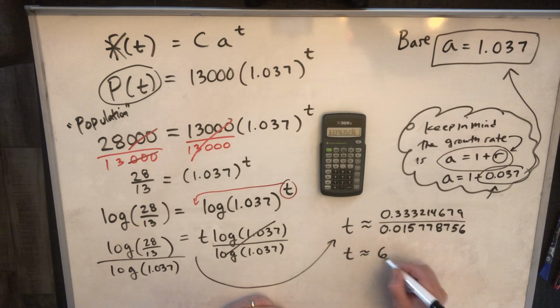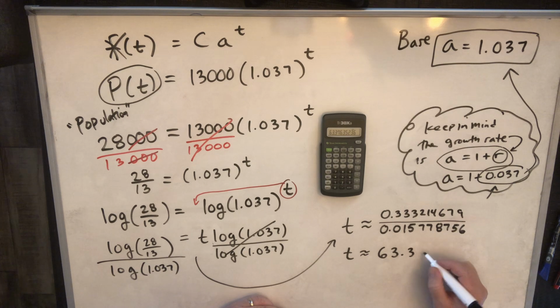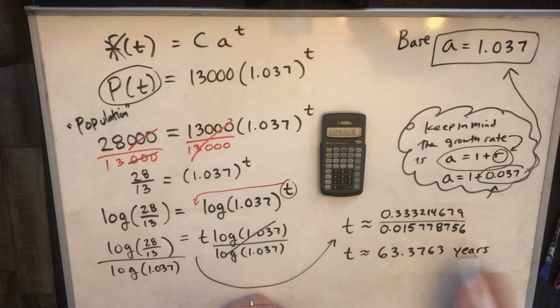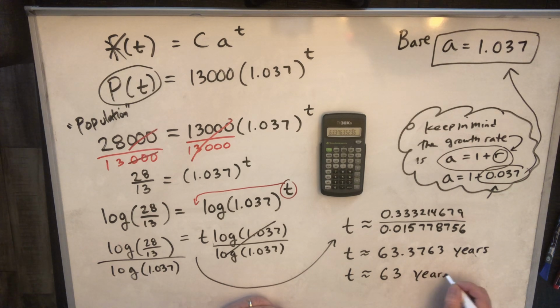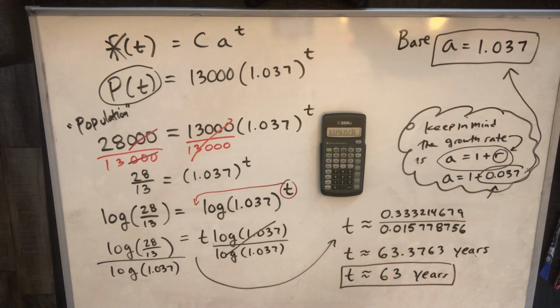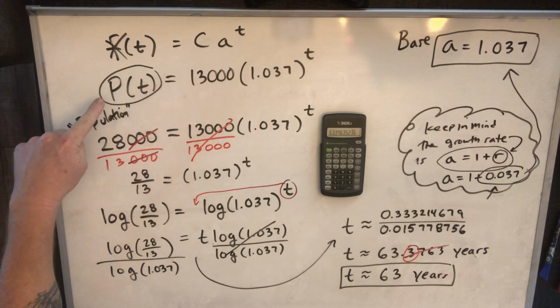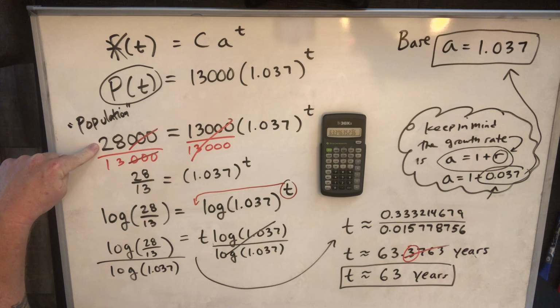And so I get approximately 63.3763 years. I will accept the nearest year. I don't need decimals. So round to the nearest year. So look at the tenths place. 5 or greater, nope. So throw that away. So it's going to be 63 years. So that means if a city, at this particular growth rate, had 13,000 people, 63 years later, it would have 28,000 people.